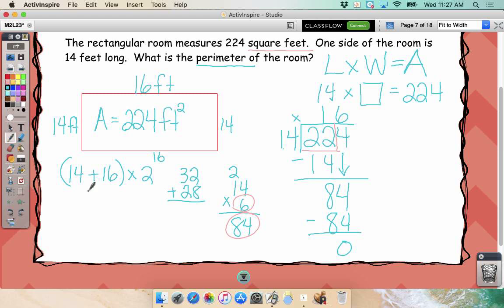So, Max, what was 14 plus 16? 30. So I can do 30 times 2, right? Or I could add 32 plus 28. Either one, what am I going to get? 60. And it's 60 feet, not 60 feet squared, or 60 square feet, because it's perimeter. And perimeter is the distance around the outside. Okay? Now I think that's a very good stopping point for this video. So I'm going to stop it here.